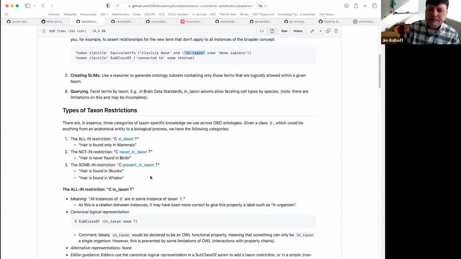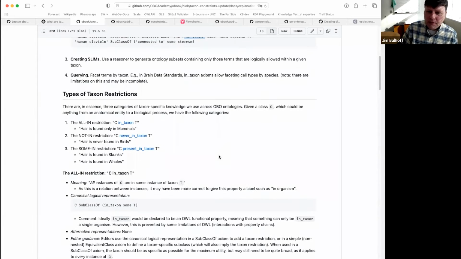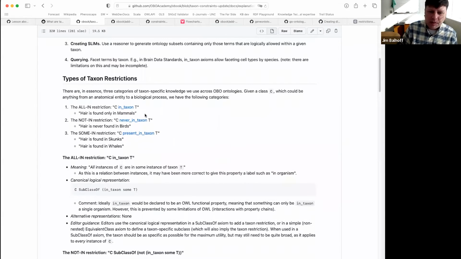There are three main types of taxon restrictions that correspond to some different OWL properties. Given some class C, something we care about like an anatomical entity or biological process, we have some different categories. There's the all-in restriction, which you might say as C in taxon T, where T is the taxon. So this is a statement saying, like, hair is found only in mammals, where all instances of hair are in an instance of mammal.